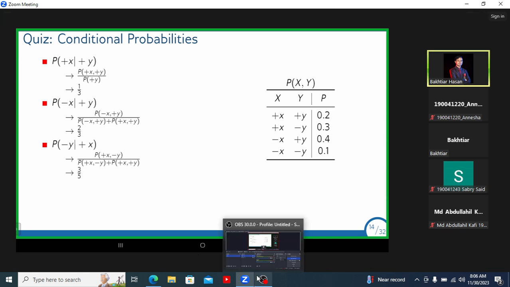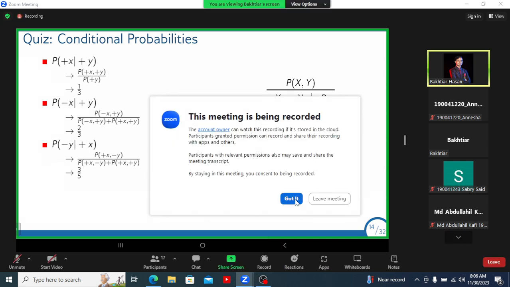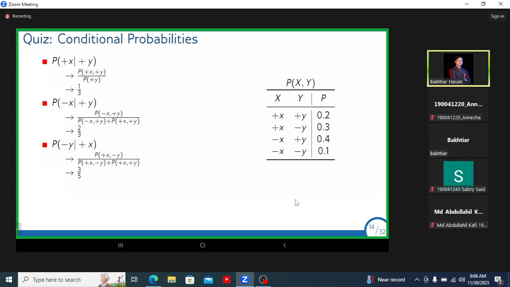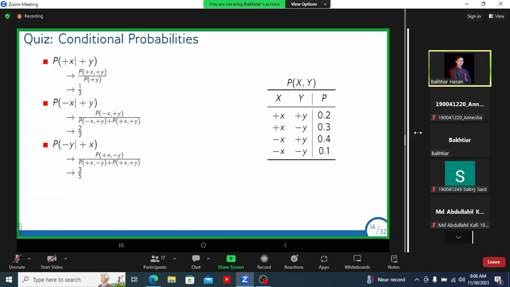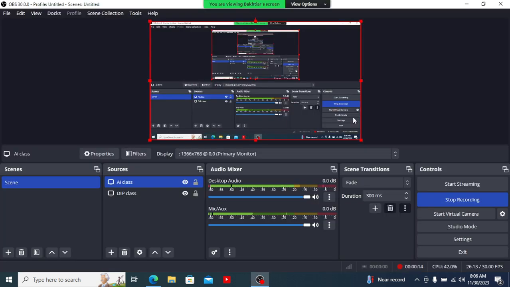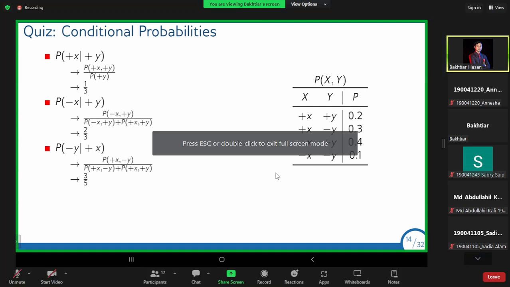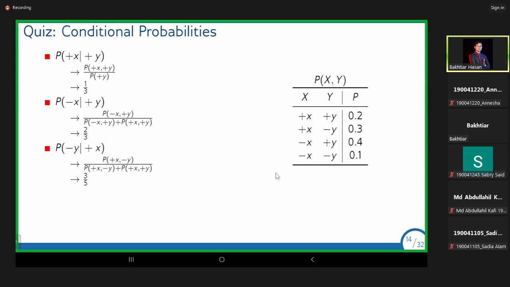Okay. So, Bismillahirrahmanirrahim. In our last class, we started our discussion on probabilities. We discussed joint probabilities. From that we learned about joint distribution, then marginal distribution, and we concluded our discussion with conditional probabilities.